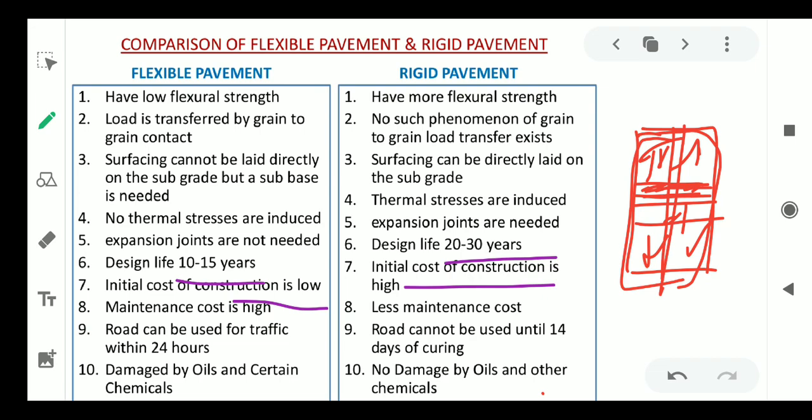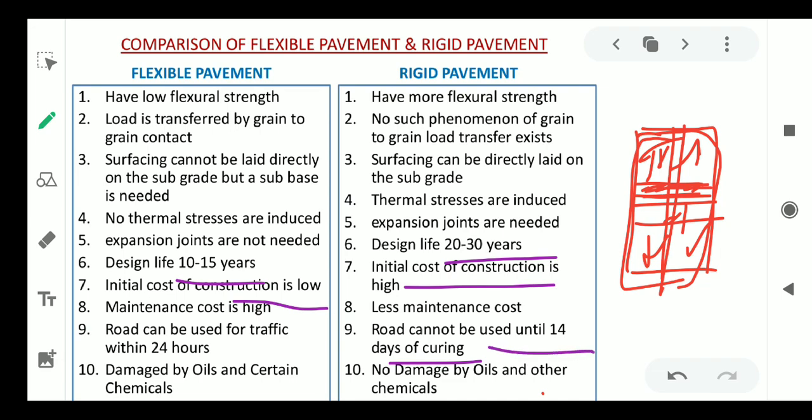Another point is the road can be used for traffic within 24 hours, but in case of the rigid pavement, since rigid pavement is made of cement concrete, which consists of cementitious material or cement, any type of cementitious material or concrete needs to cure about 7 days, 14 days, 21 days or 28 days, as per the function of the concrete or the structure. So there is a minimum 14 days curing needed for the road surface, and until then it cannot be used.